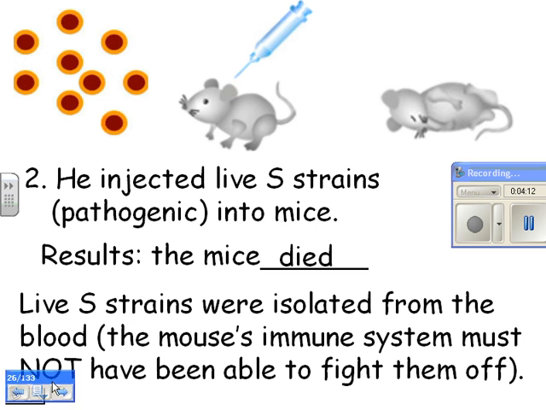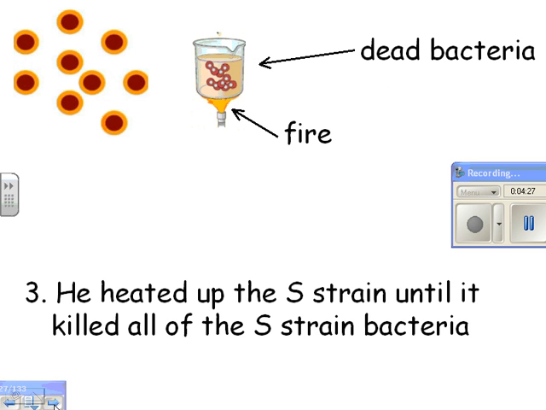So the live S strains were isolated from the blood. He took this dead mouse's blood and looked at it under a microscope, and he could see the S strains there. So the mouse's immune system might not have been able to fight these off. And then here's another kind of crazy part.